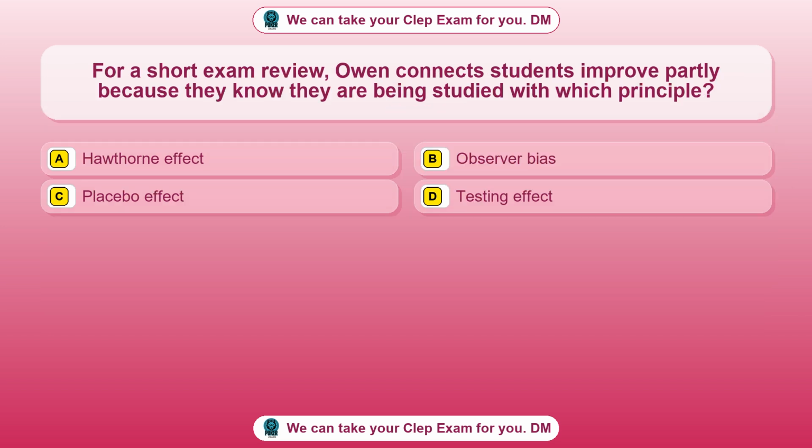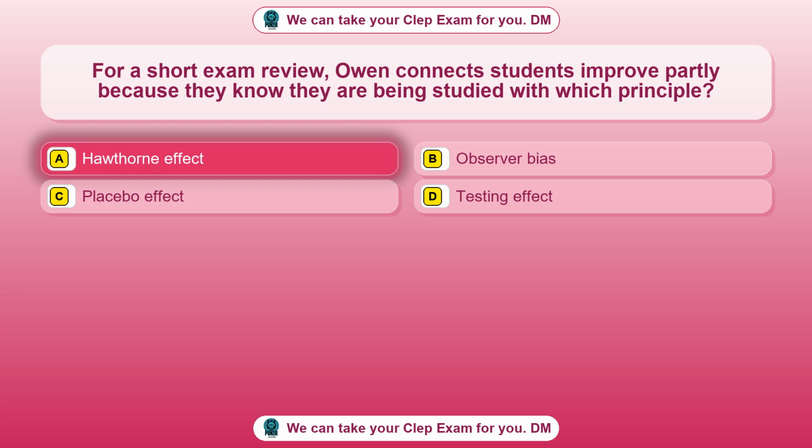Question 96. For a short exam review, Owen connects students improve partly because they know they are being studied with which principle? Option A, Hawthorne effect. Option B, observer bias. Option C, placebo effect. Option D, testing effect. The correct answer is option A, Hawthorne effect.